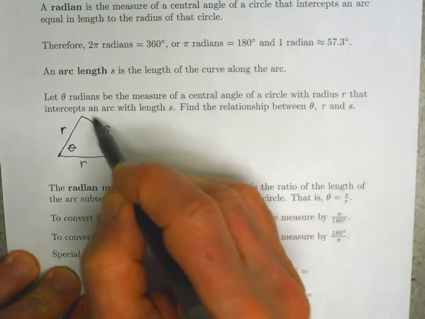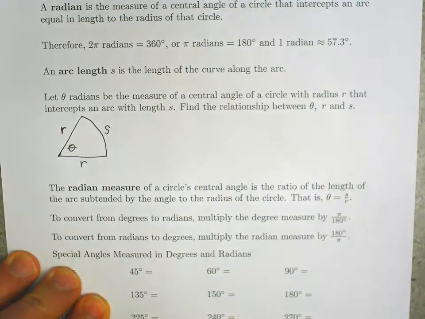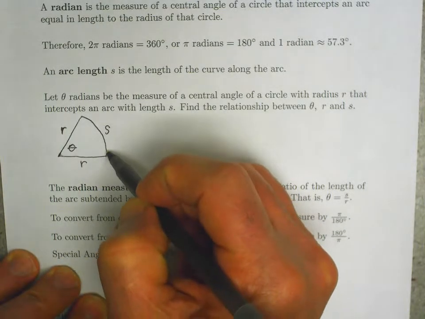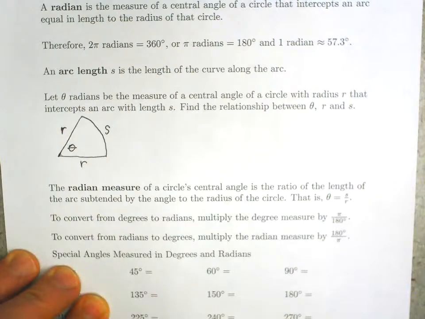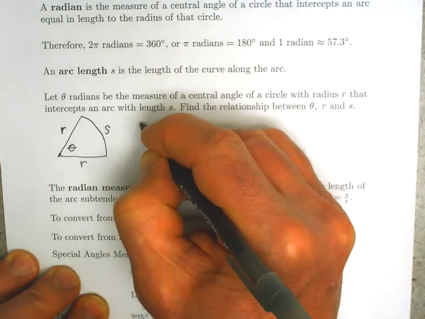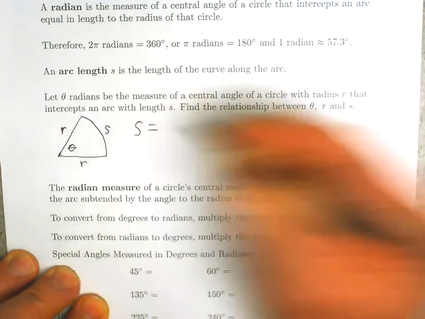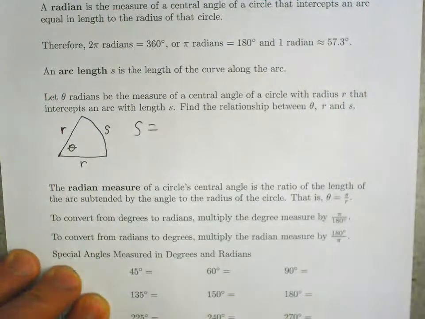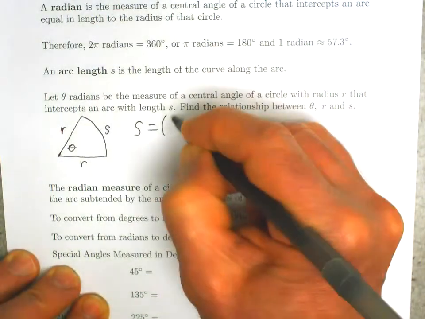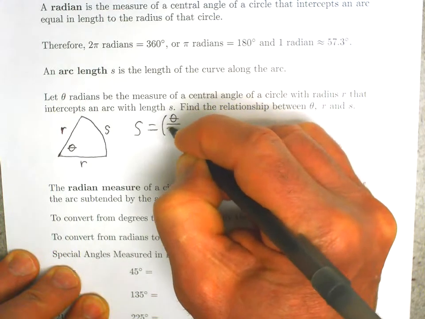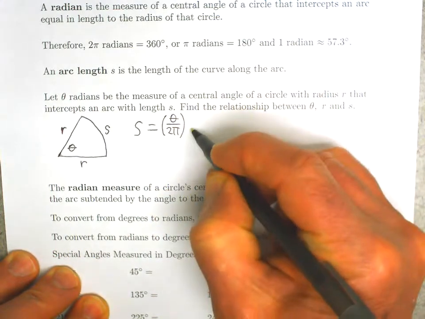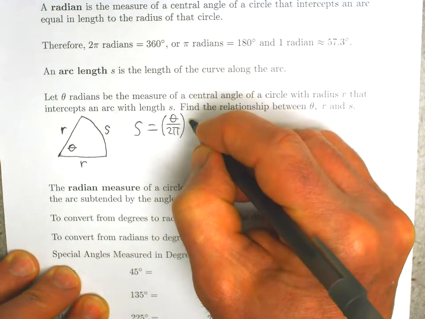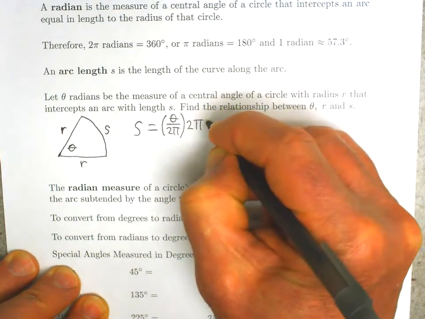Well, this arc length is just a part of the circumference of the full circle. And we know that the full circle has a circumference of 2 times pi times the radius. So this arc length is just a fraction of the circumference. So what fraction is it? Well, we can say that the arc length s is the fraction theta radians divided by 2 pi radians multiplied by the circumference of the circle, 2 times pi times r.